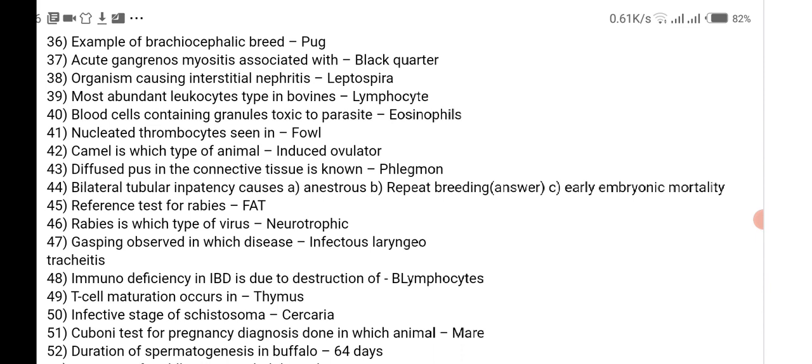Reference test for rabies is FAT, fluorescent antibody technique. Rabies is a neurotropic virus. Gasping is observed in which disease? Infectious laryngotracheitis, ILT.